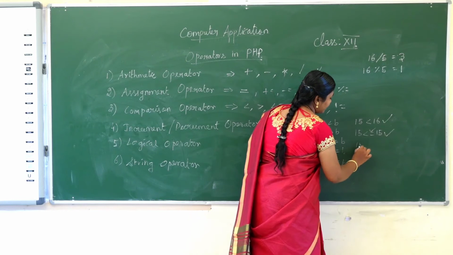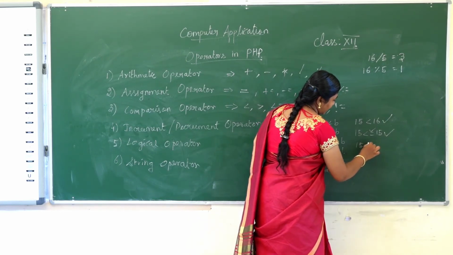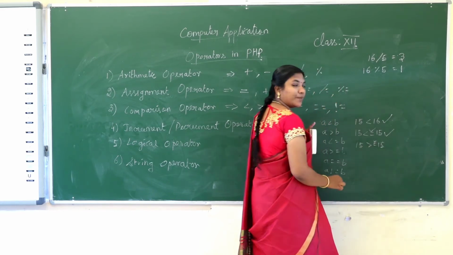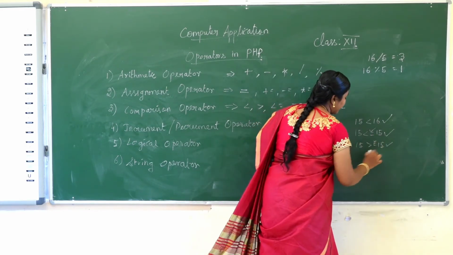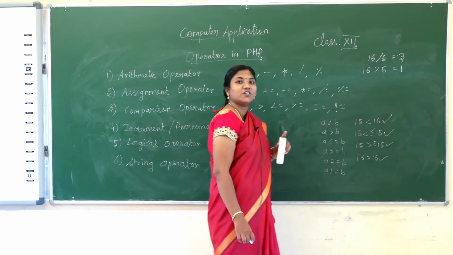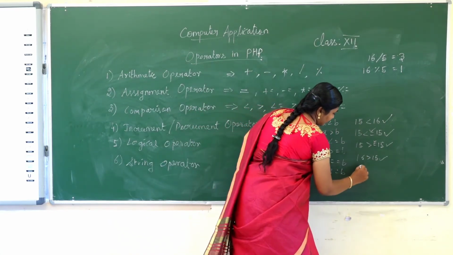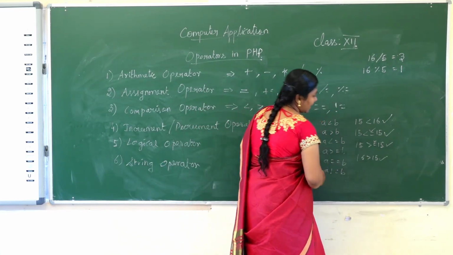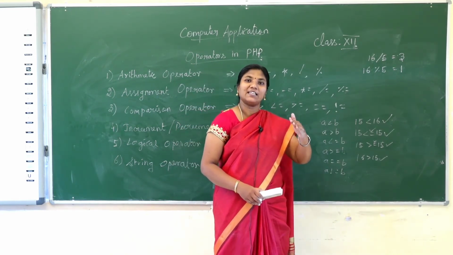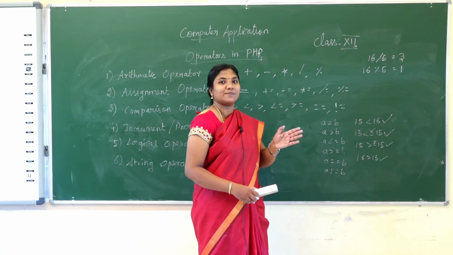Suppose I am having 15 greater than or equal to 15. This is also true because 15 is equal to 15. 16 greater than 15 means this is true. Okay. So less than or less than or equal to. Less than means it must be purely less than the other number. Less than or equal to means it can be equal or it must be less than.